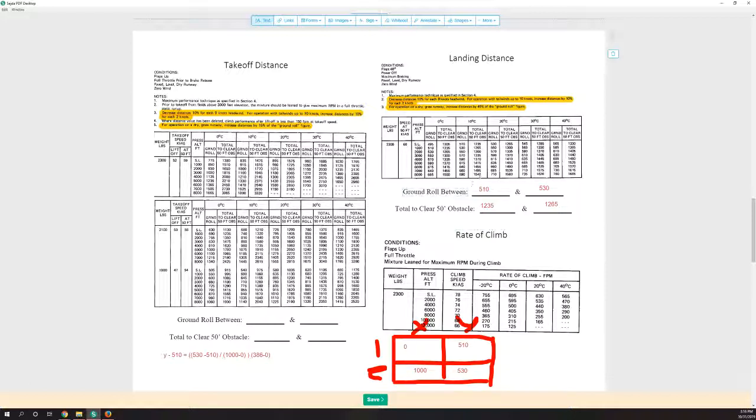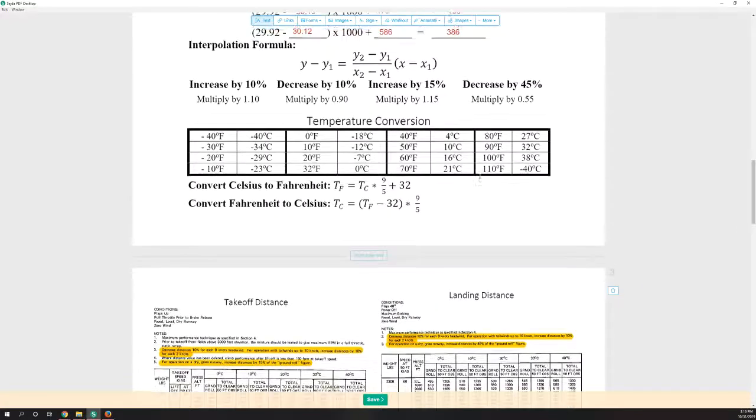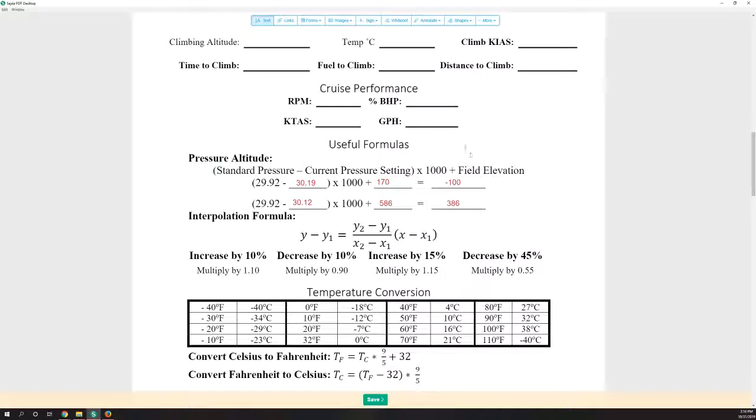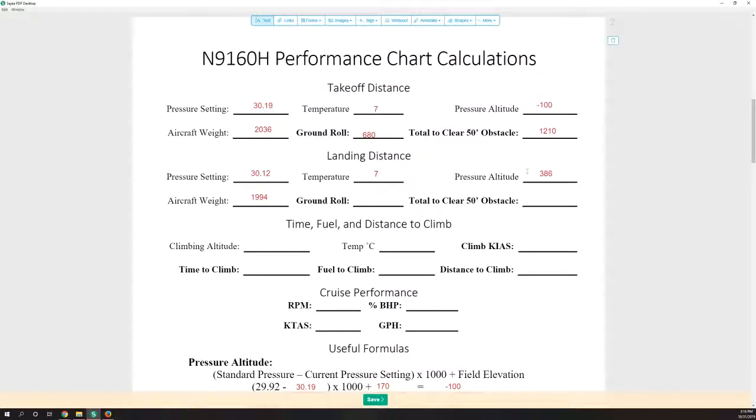And so, is my math right? Yeah, 3 times 4, that's going to be 12. And so 1235 plus 12 is going to be, what, 1247. 1247, and then our ground roll figure we said was going to be 518 if we round up. So that is that one.